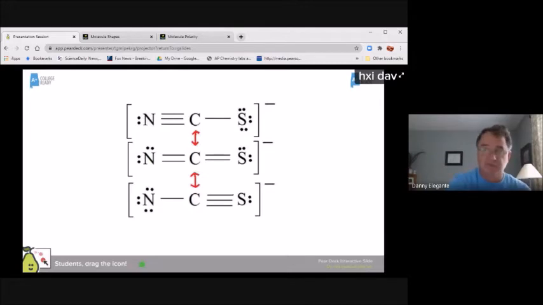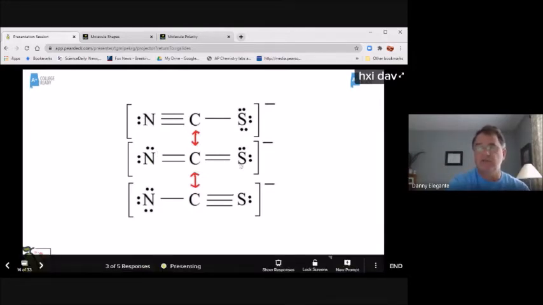I don't like this one only because if anybody gets to be negative, it should always be the most electronegative element. And if you look at nitrogen, carbon, and sulfur, nitrogen has to be the most electronegative out of those.